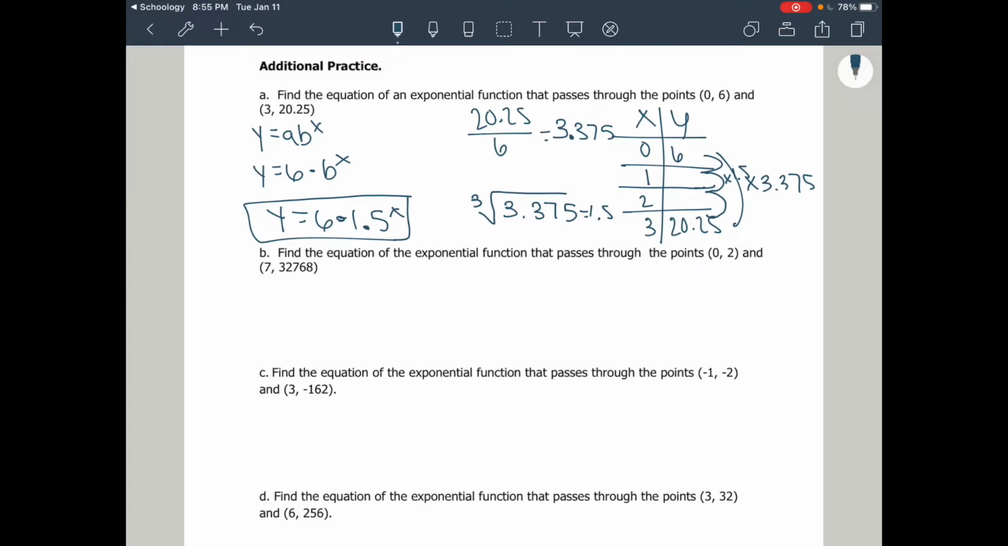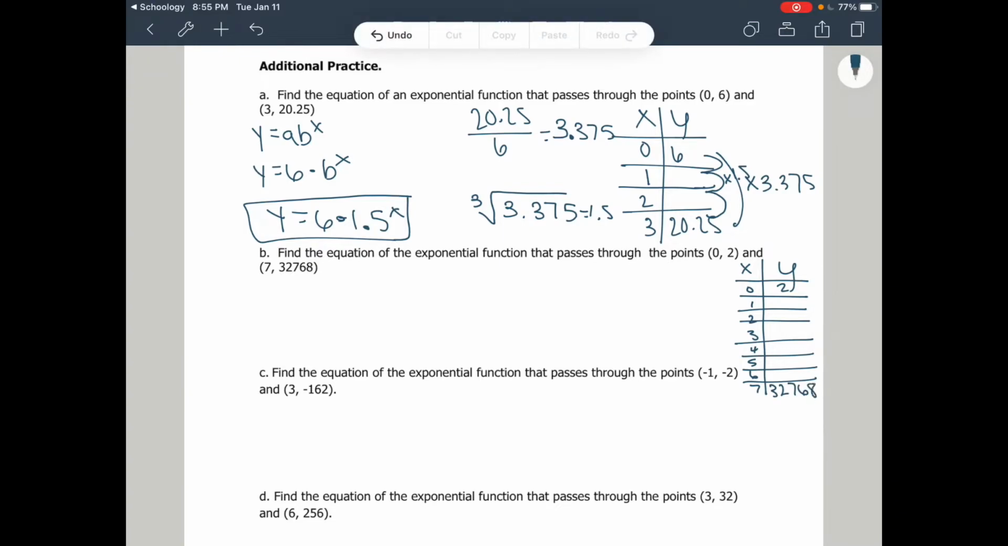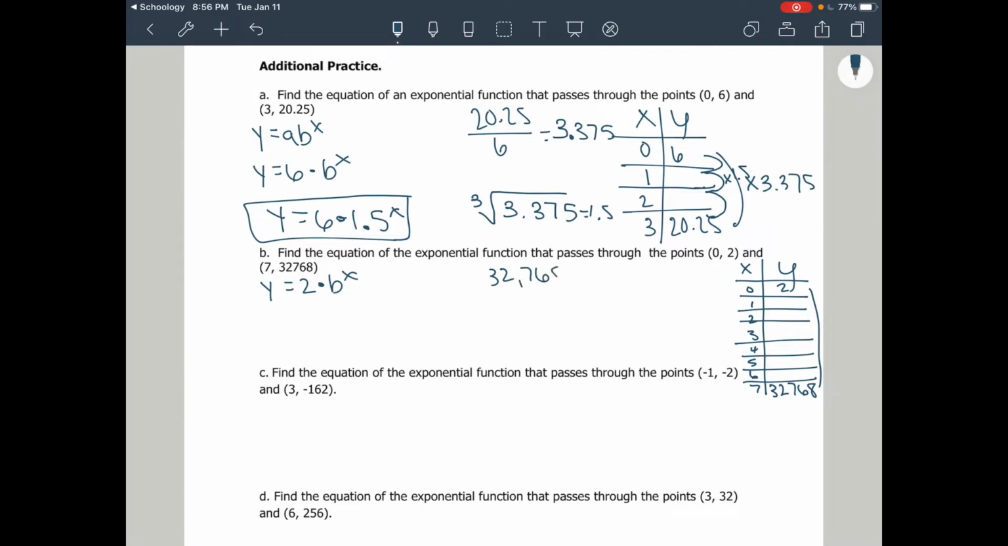It's going to be a bigger table, so we have to make sure we have room. 0 is 2, 1, 2, 3, 4, 5, 6, 7, and then 32,768. So for this one, the hops are bigger, but we'll deal with that in a second. So y equals 2 times b to the x. I'm still going to divide the same. 32,768 divided by 2, and that's going to give us 16,384.